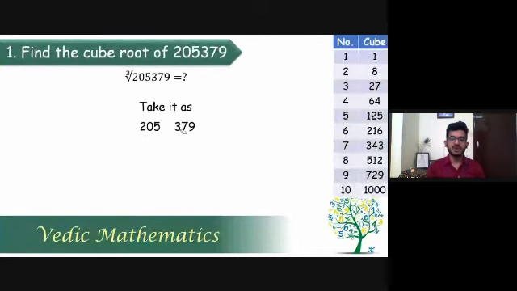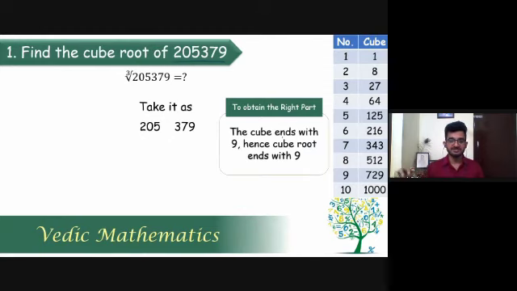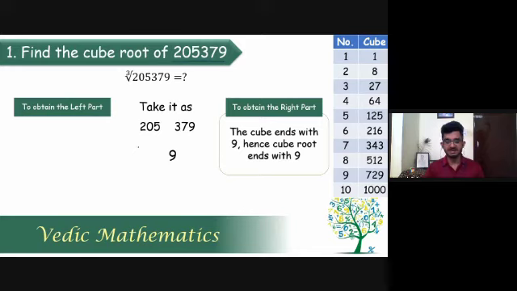So you look at the number 379, or you can even see the entire number which is given. You see that the cube is ending with 9. So you can try to recall, if the cube is ending with 9, what about the cube root? The cube root also ends with 9. So your right part will be based on the units digit of the given cube, from which you predict its cube root. Here the given number is ending with 9, so the cube root also ends with 9. Now the task is obtaining the left part of the answer. To obtain the left part of the answer, you have the other part of the given number, right? 205.